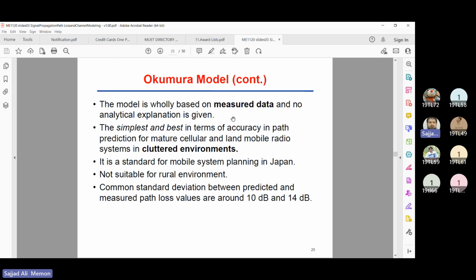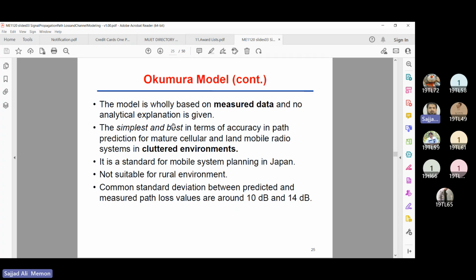So the Okumura model is totally based on measured data. As I told you, they measured data using experiments. No analytical formulas are used. From that data, they have given that expression, but no analytical expressions or explanations are used. The simplest and best in terms of accuracy in path prediction for mature systems is the cluttered.